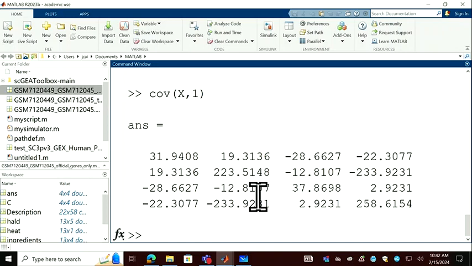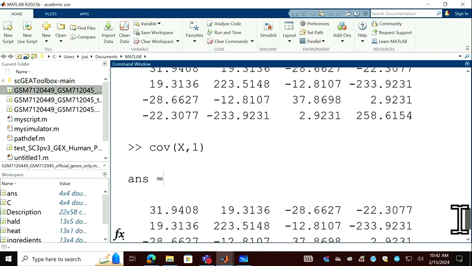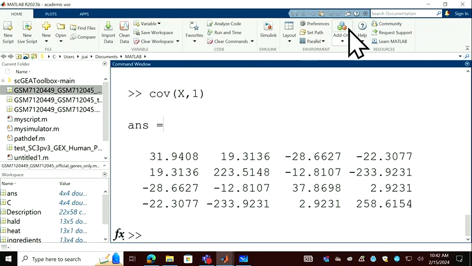There is one indicator to let the covariance matrix use n rather than n minus 1 as your denominator to normalize your values. Is that okay, everybody? No?